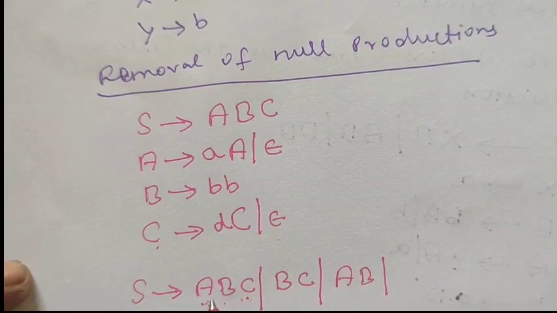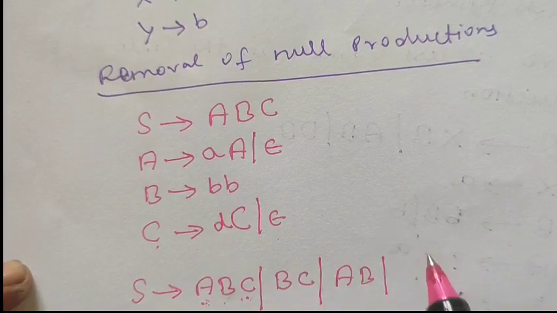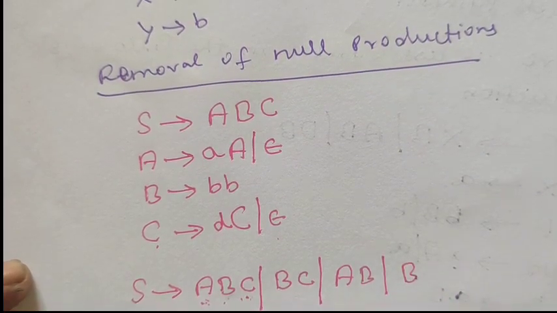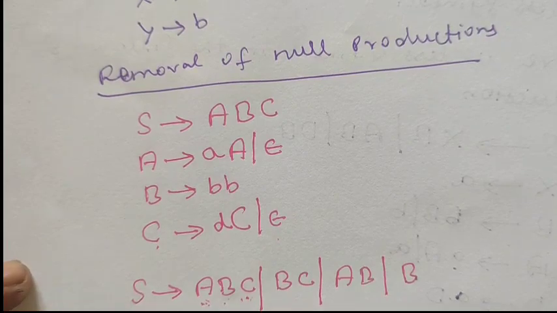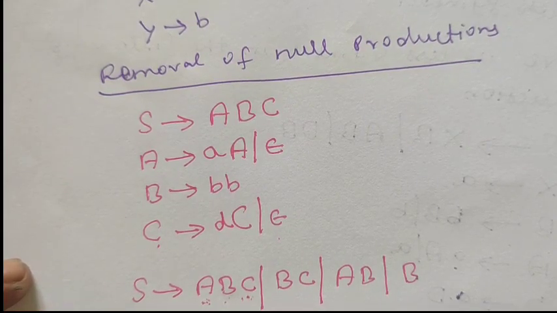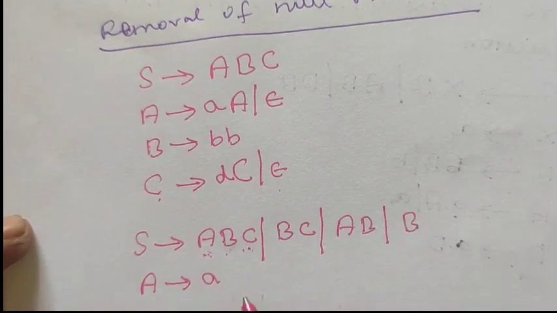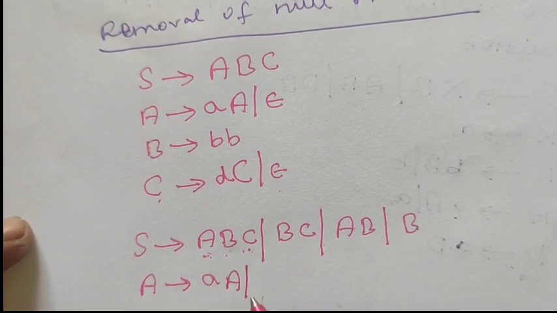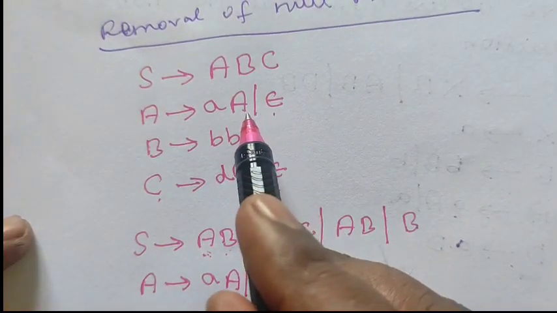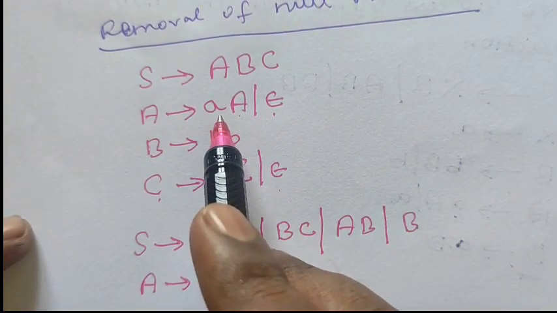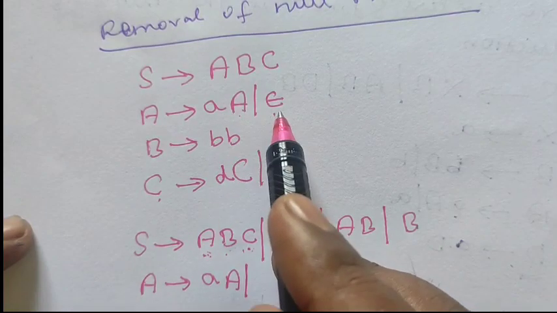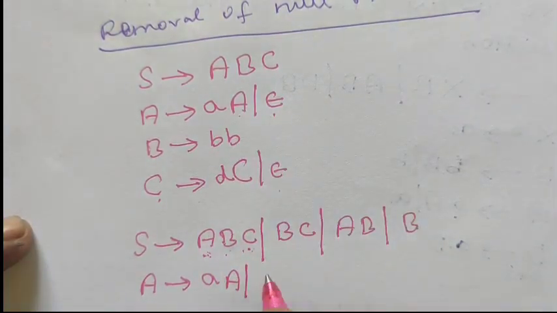Now, you substitute epsilon for both A and C. When I substitute for A and C, B will be remaining. So finally we have eliminated epsilon for the first production. Now, we will get rid of the second production. A tends to small a, capital A. When I substitute epsilon on A, the remaining will be A, so I write A.